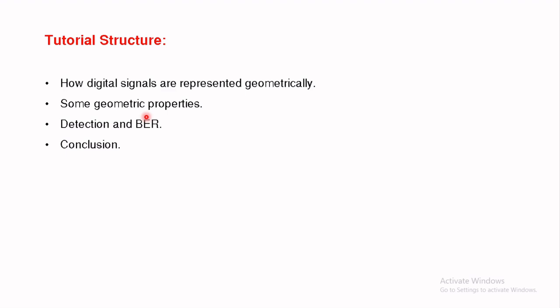The tutorial is structured as follows. First, we will see how digital signals are represented geometrically and what we mean by that. Then we'll see some important geometric properties. Then we'll see the detection operation at the receiver and when we will have a bit error. And finally, we will conclude the tutorial.